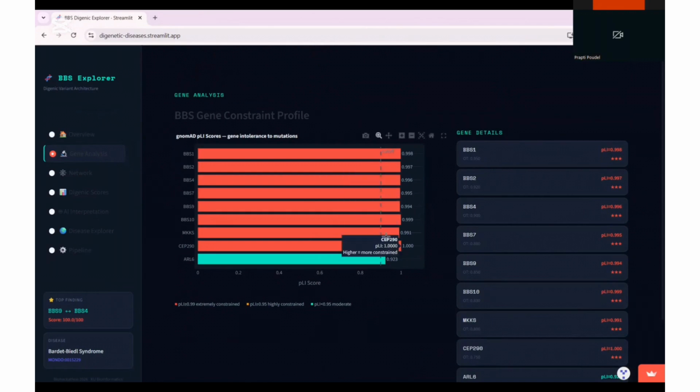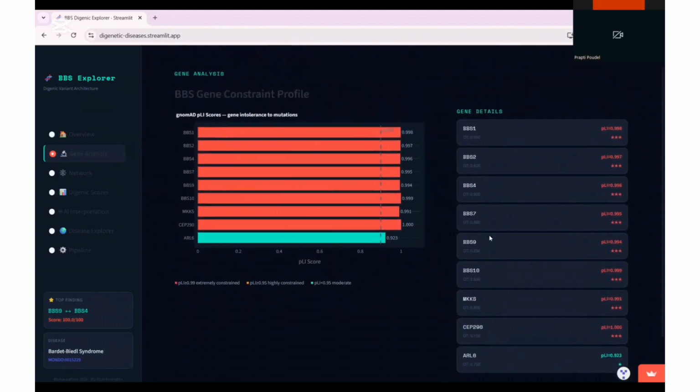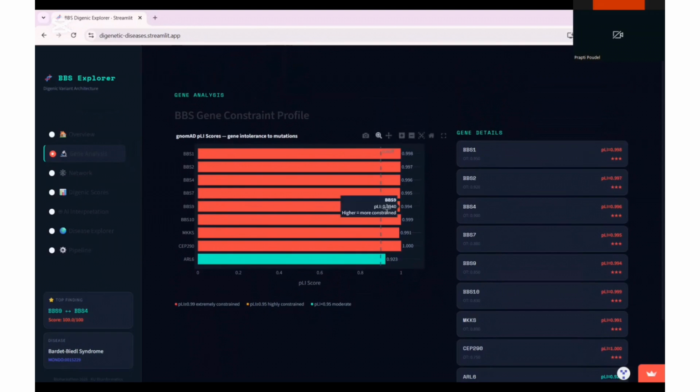Red bars above 0.99 mean the human population cannot tolerate even one damaged copy without the consequences. BBS1 at 0.998, BBS10 at 0.99, and CEP290 at 1.00. ARL6 at 0.923, and so on, which is consistent with its role as a regulatory modifier, not a core BBSome structural component.